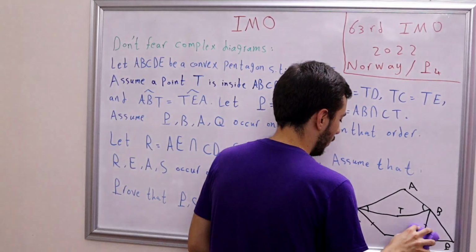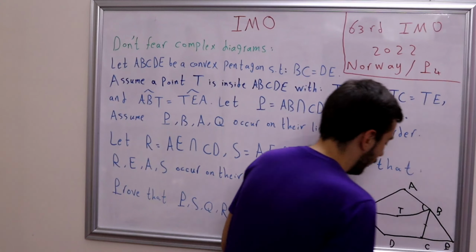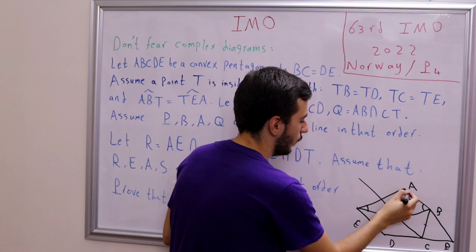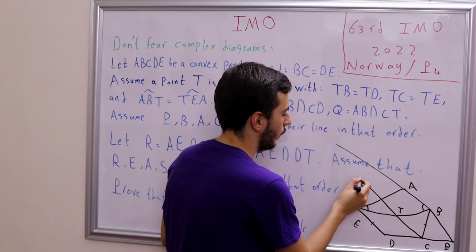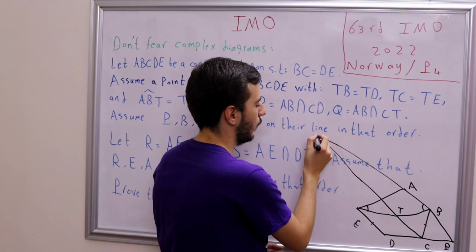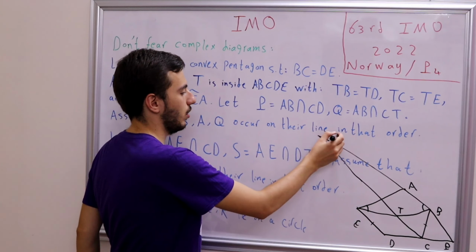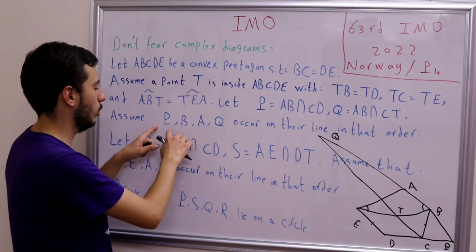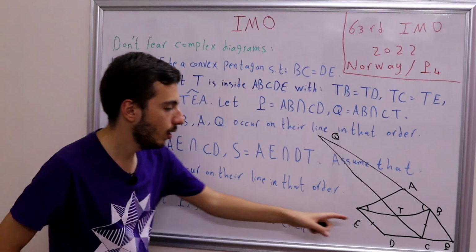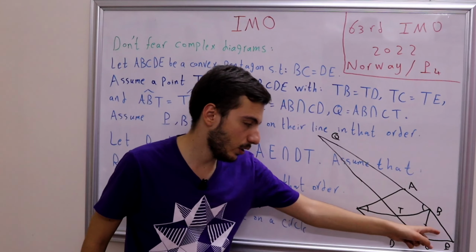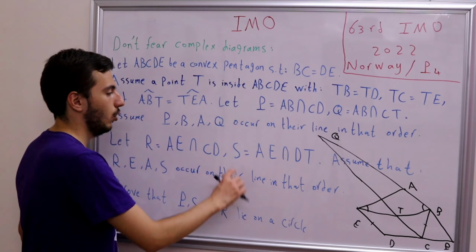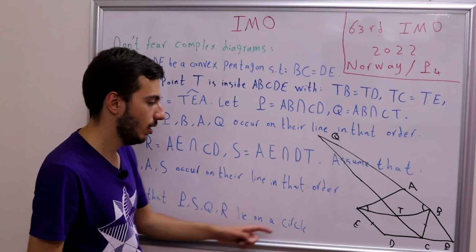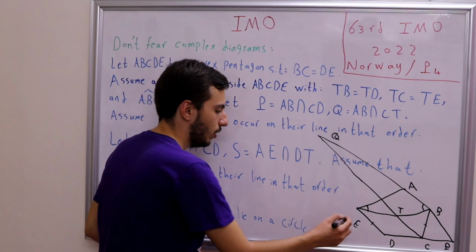Somewhere here. All right, so this is our point Q. Okay, what next? Now we should check that this condition holds: P, B, A, Q. Indeed, they are already in that order, P, B, A, Q. Perfect. Next we need to define points R and S. So we need to intersect AE with CD. Okay, that's cool here in our diagram.